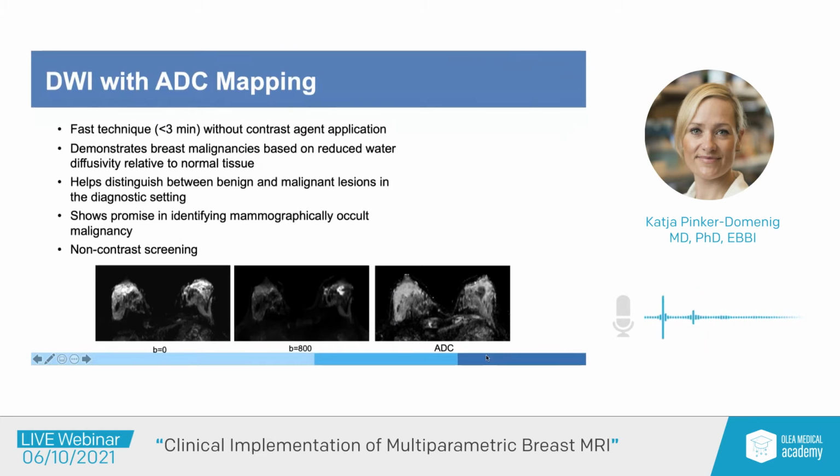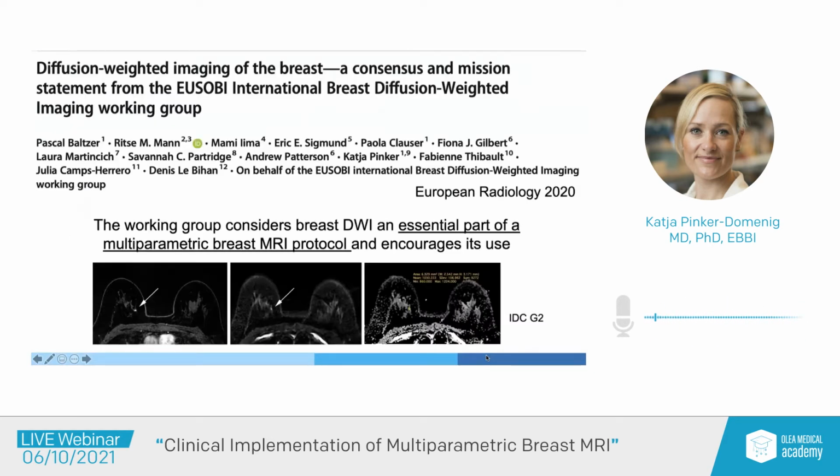DWI with ADC mapping is a fast technique without any contrast agent application. Depending on what scanner you have, it will take between 3 and 5 minutes. And it demonstrates malignancies based on the restricted water diffusivity relative to the normal tissue. So it definitely helps to distinguish benign and malignant lesions, can identify mammographically occult lesions, and there is also now a push moving forward into non-contrast screening, which is actively researched by several sites. And again, in the lower row, you see the b0, which is basically a T2-weighted image, so you get T2-weighted information as well. Then the high b-value, where the cancer stands out with the restricted diffusivity, and the quantification with the ADC map.